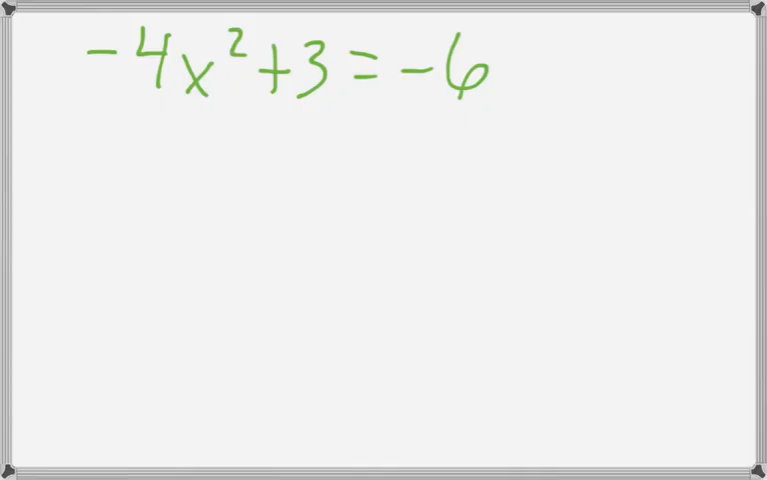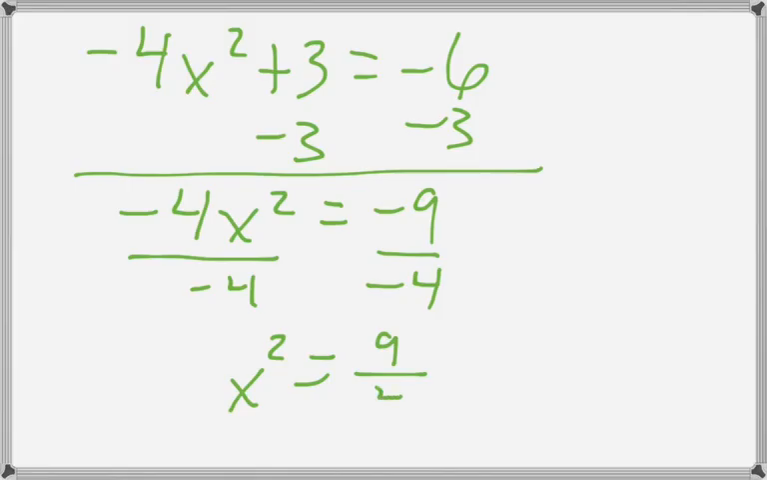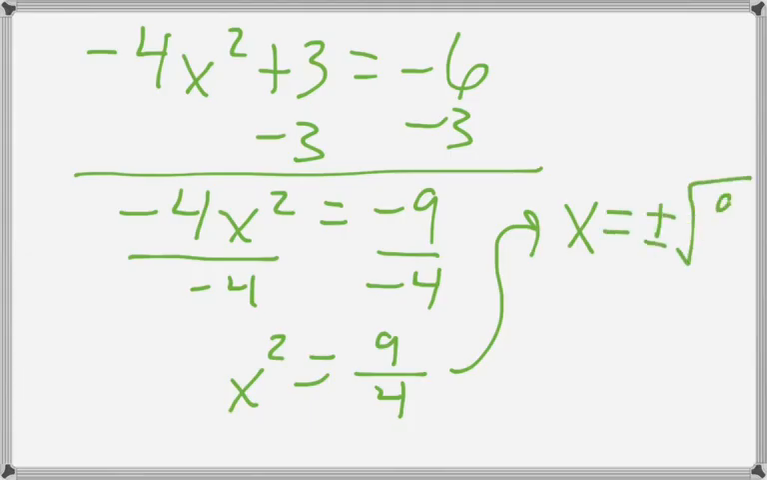So if we want to use the square root method, we're going to want to get x squared by itself. So we're going to subtract 3 from each side. And then we'll need to divide by negative 4. So we get x squared equals 9/4. So now that we have x squared equals a number, we can use our square root property and say, all right, I know then that x is equal to either square root of 9/4 or negative square root of 9/4.